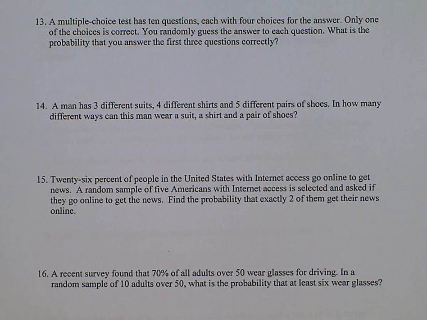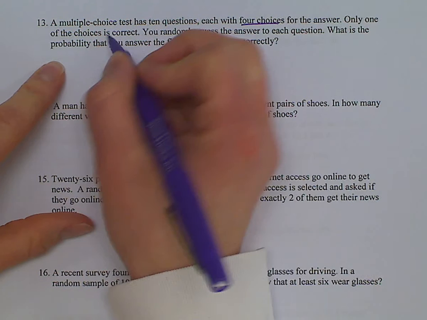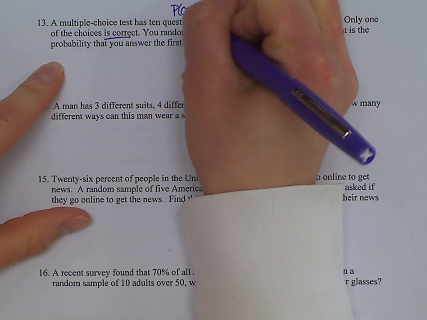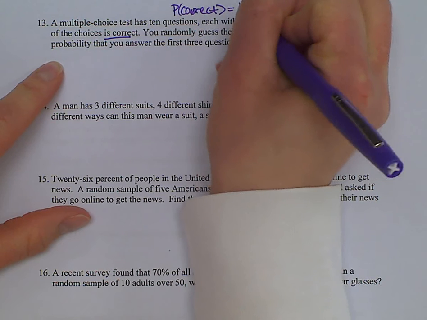Okay, number 13 on the final exam review. It says a multiple choice test has 10 questions, each with 4 choices for the answer. Only one choice is correct. So we have 4 choices, one is correct. So the probability of getting a question correct by guessing would be 1/4.